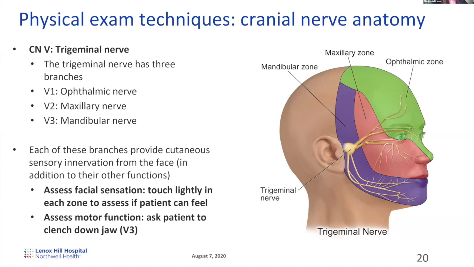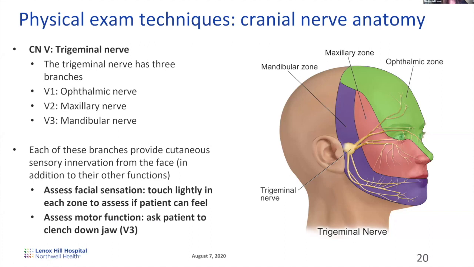Contrastingly, if they can't feel in all regions of their face, then you know that it has to be the root that's damaged, because that means that none of the branches are receiving or inputting any sensory information. So you know that it has to be the main part of the trigeminal nerve that's damaged and not just each branch.